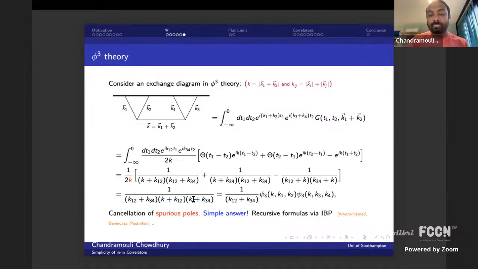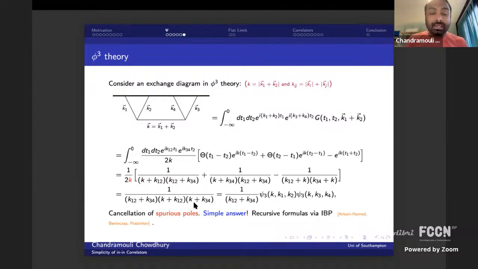In fact, from the intermediate step, you might have believed that you would end up getting a pole structure of the kind that you get, k plus k12, k12 plus k34, where the variables are clear from the picture. But you would find that once you sum them up, you actually don't get a pole that you see in the intermediate step. Okay. And hence that pole you could identify as a spurious pole.